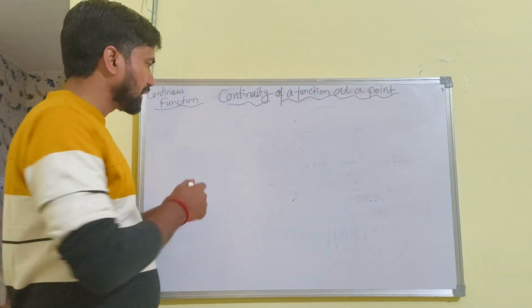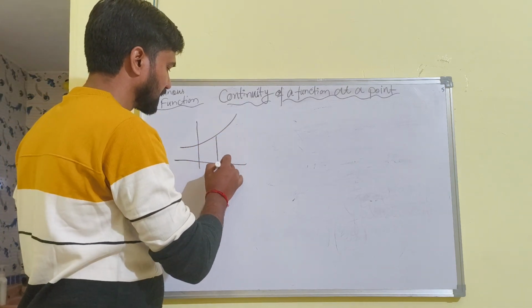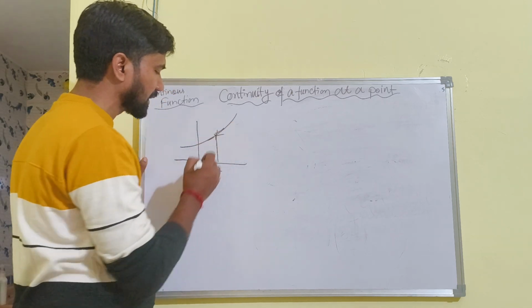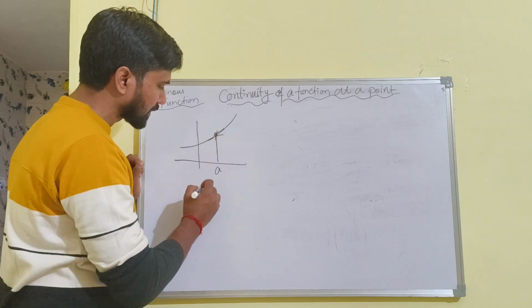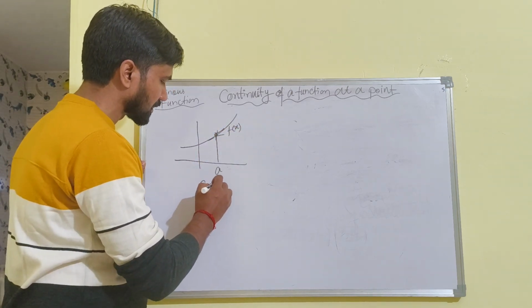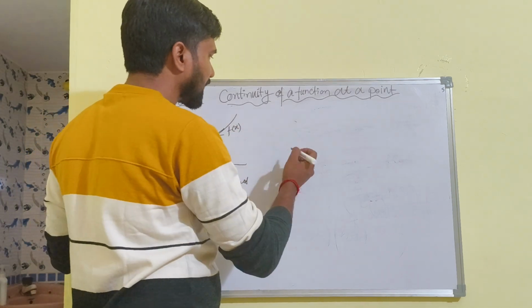Suppose the first graph can be like this, and we are checking at point a. If you are moving from the left side or from the right side, and at that point both values are equal, then we say it is a continuous function.